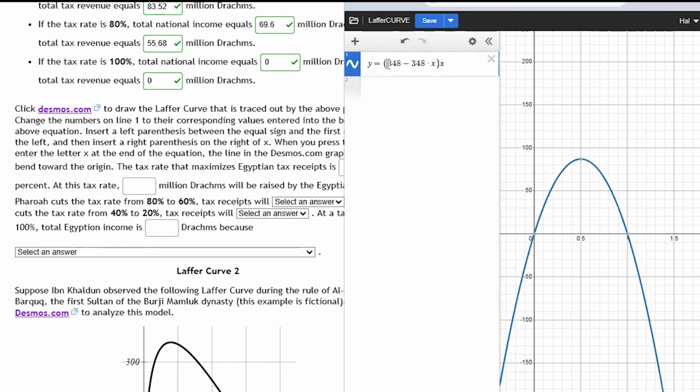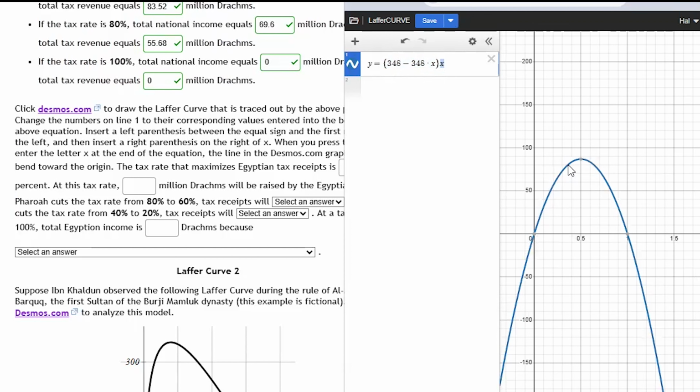So this inside the parentheses is Egyptian national income, which is a function of the tax rate. The higher the tax rate, the more commerce is driven under the table, or the less people generally work. So this blue box is national income. If we multiply income by the tax rate, the result is tax revenue.